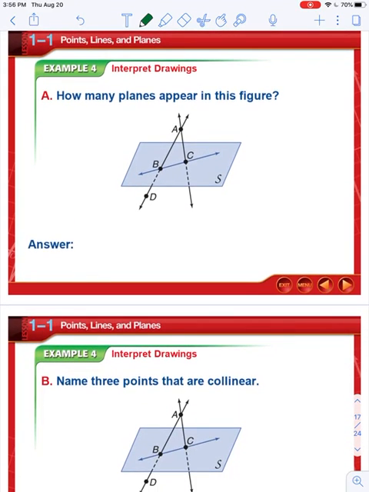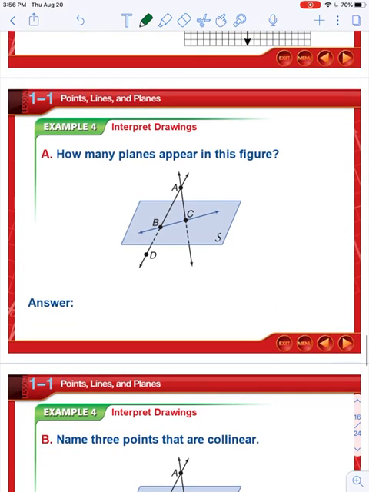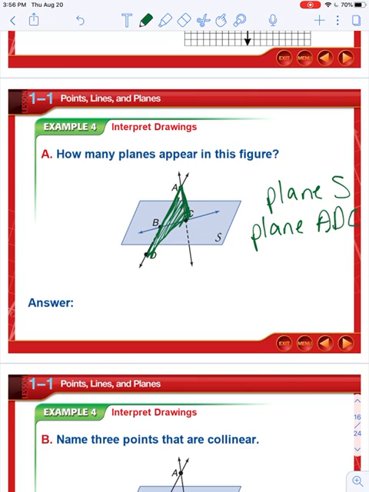Okay, for this slide, how many planes appear in the figure? We for sure see one plane, plane S. There actually is another plane. We can name it plane ADC. It's like we had two pieces of paper, one standing up and one laying on a desk. ADC goes through plane S, meaning we have two planes.